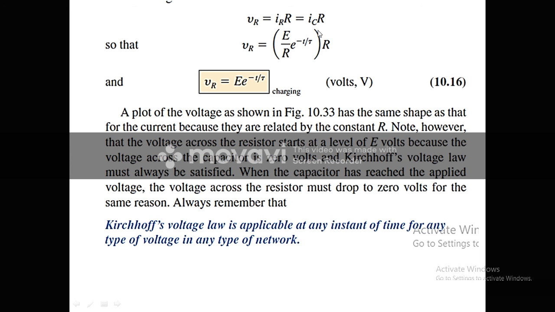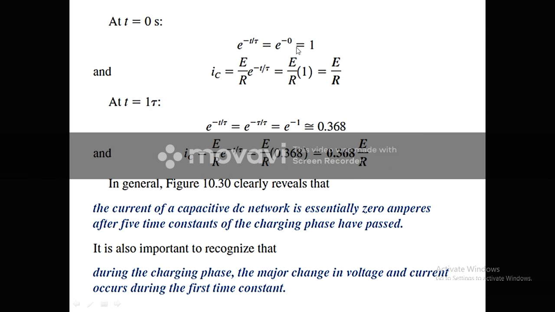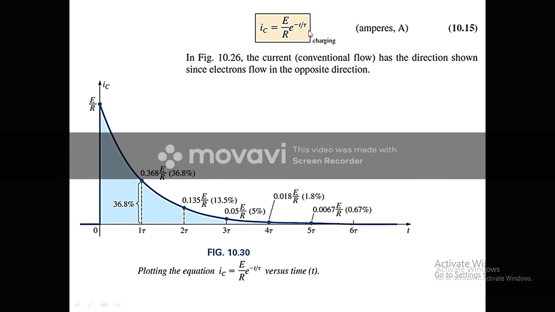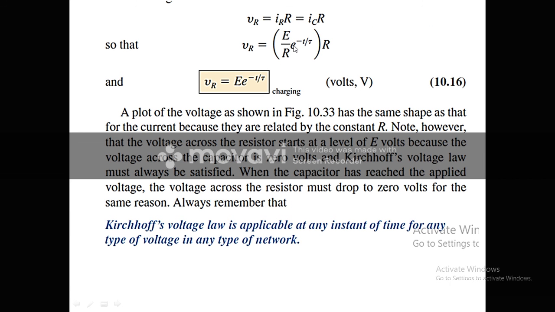VR is IR, replacing the I value with E by R times e raised to the power minus t by tau. So R will be cancelled out, and the voltage drop across the resistor will be equal to E raised to the power minus t by tau. Okay, so the curve for the voltage drop across the resistor will be just like that.